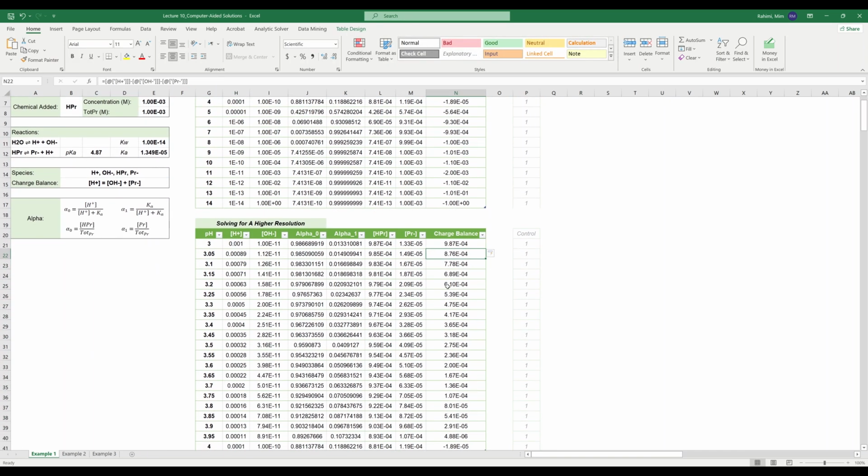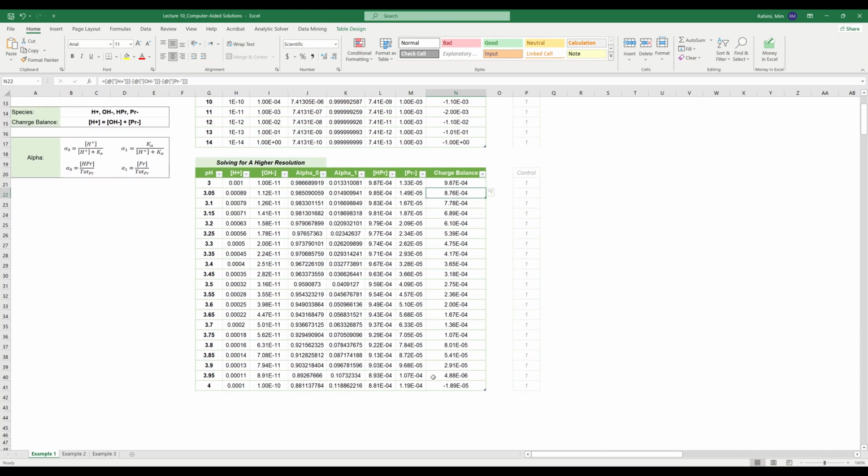So here, if we look at this table, we see that all of them are positive, but then it changes to negative. So somewhere between 3.95 and 4, the term that was defined based on charge balance, which must be equal to 0, will be satisfied.